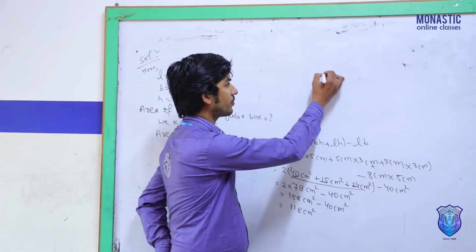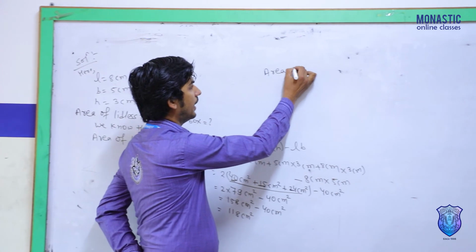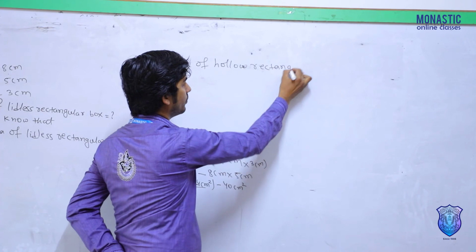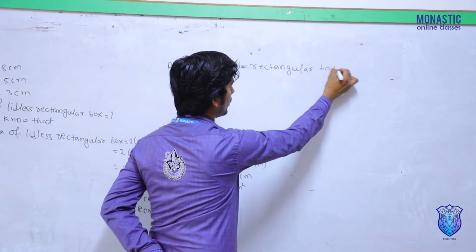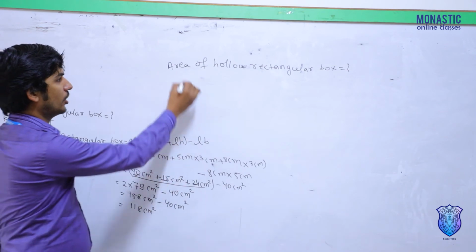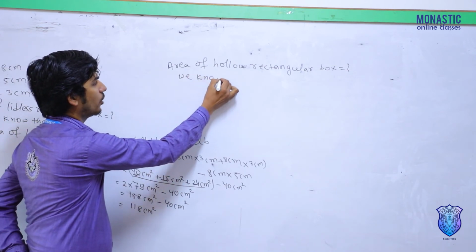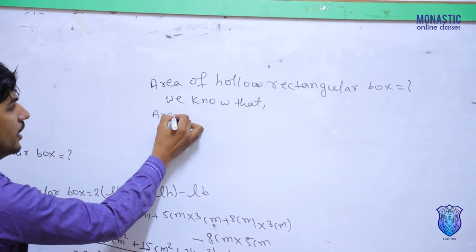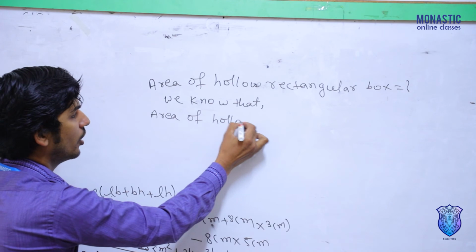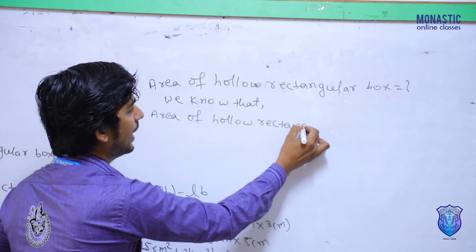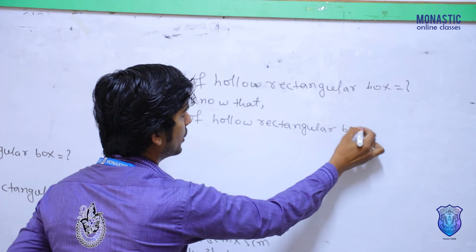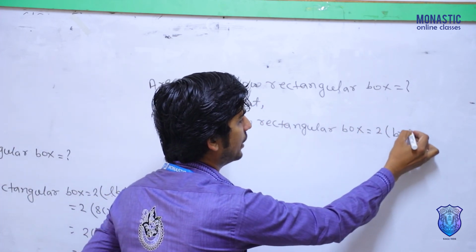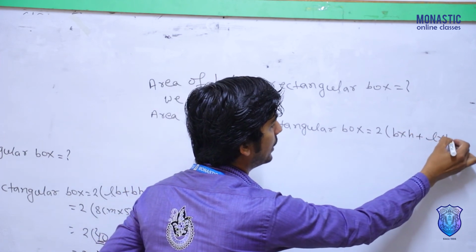Next question is our, that is area of hollow rectangular box. This how to find here? So we know what we are knowing. Simply you can say we know that area of hollow rectangular box is equal to how much? So that is what? 2 into breadth into height plus length into height.